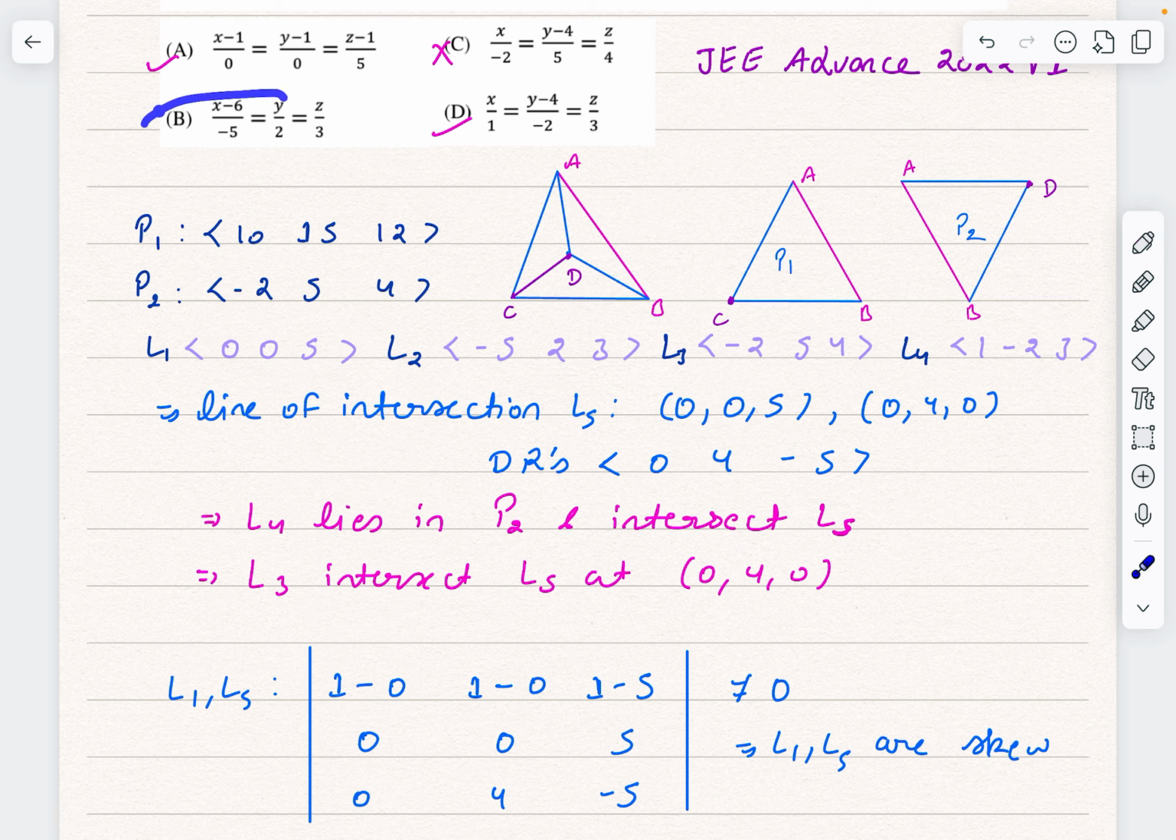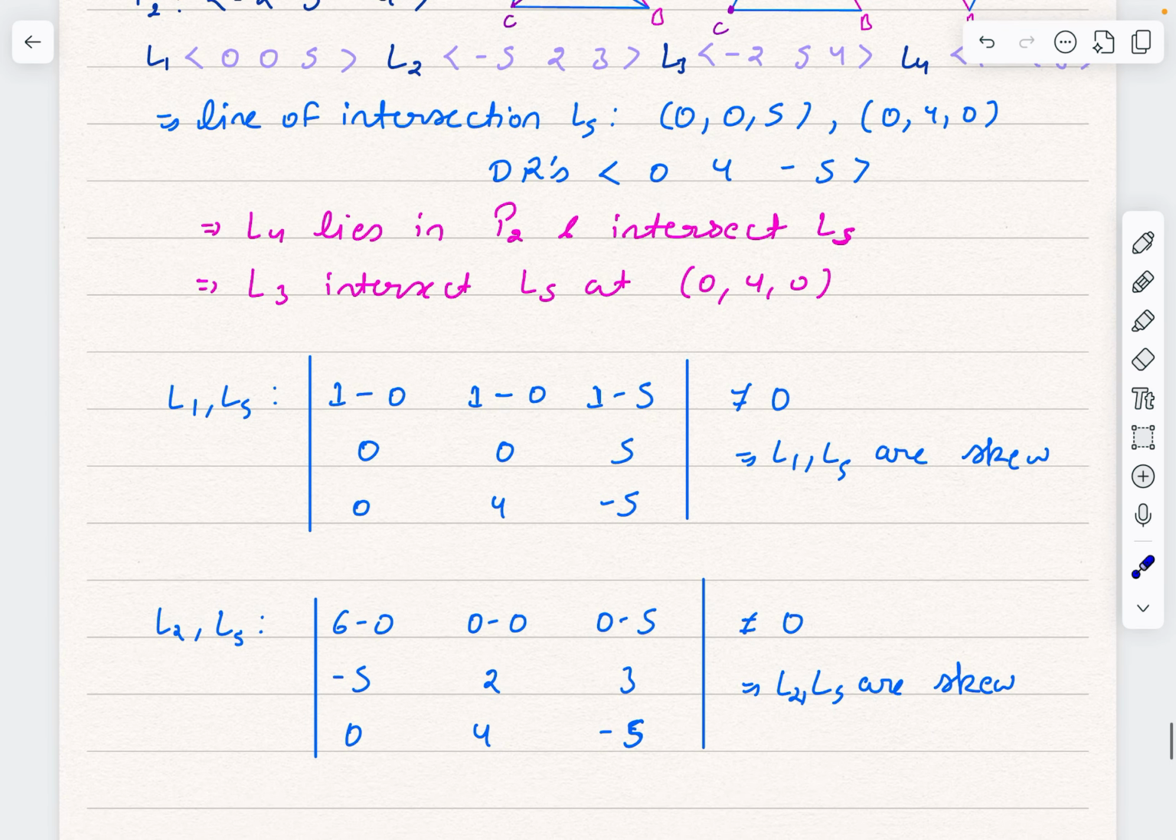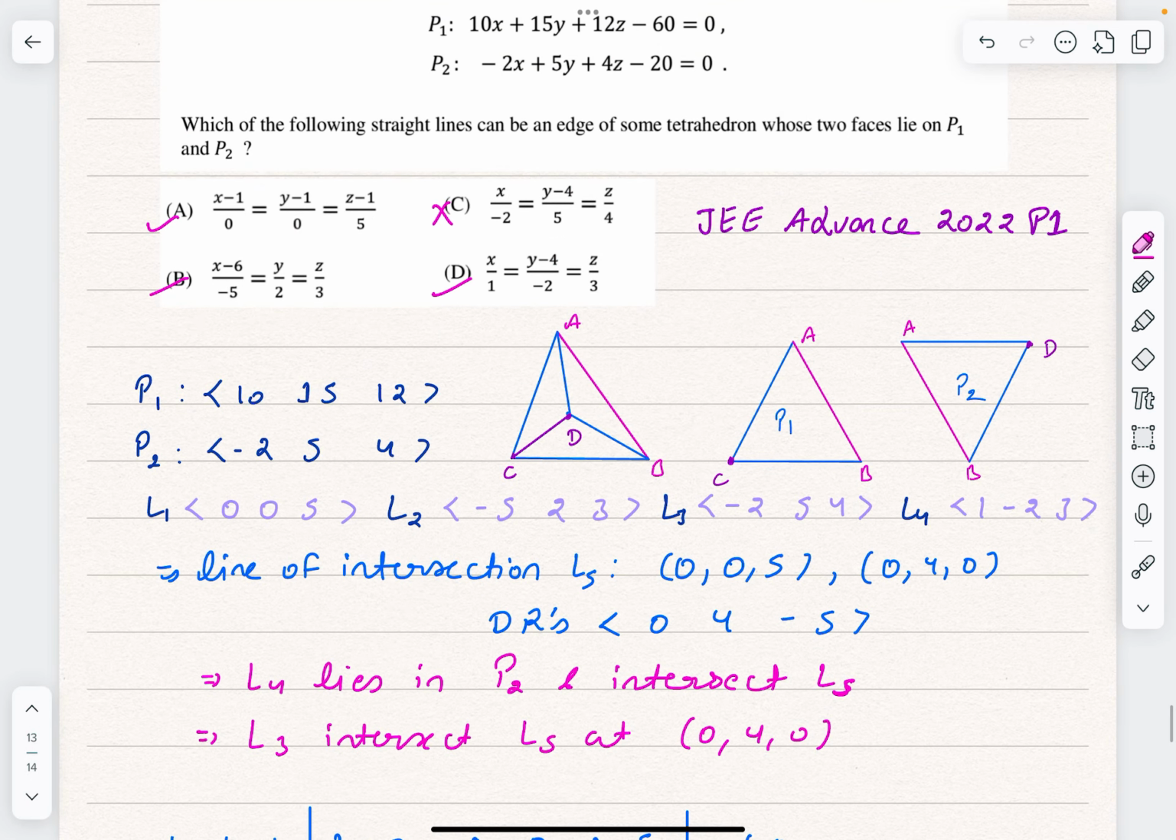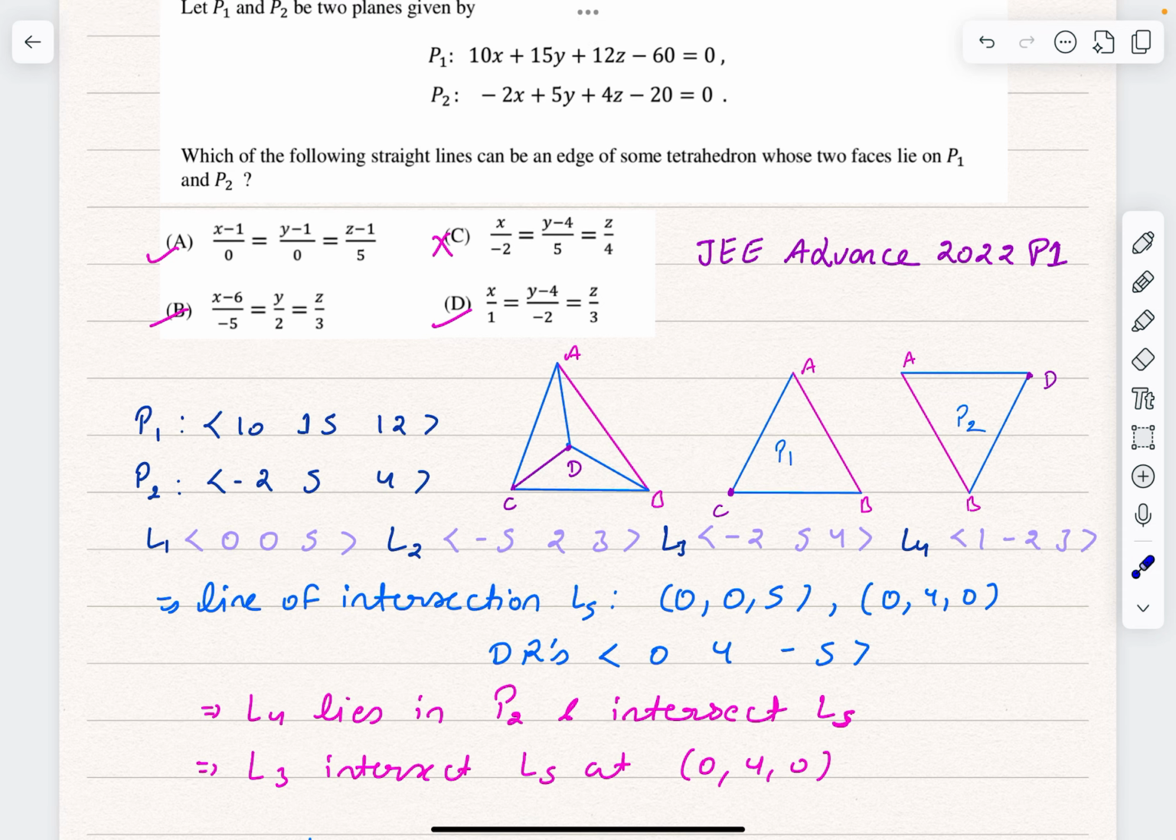Similarly, we check for L2. For L2, the passing point is (6, 0, 0) and DRs are -5, 2, 3. So 6 minus 0, 0 minus 0, 0 minus 5, the DRs -5, 2, 3 of L2 and 0, 4, -5 of L5. When you find the determinant, it will again be non-zero. So L2 and L5 are also skew. That means L2 can also be an edge of the tetrahedron. So finally, what we get is A, B, and D. These lines can be edges of the tetrahedron.